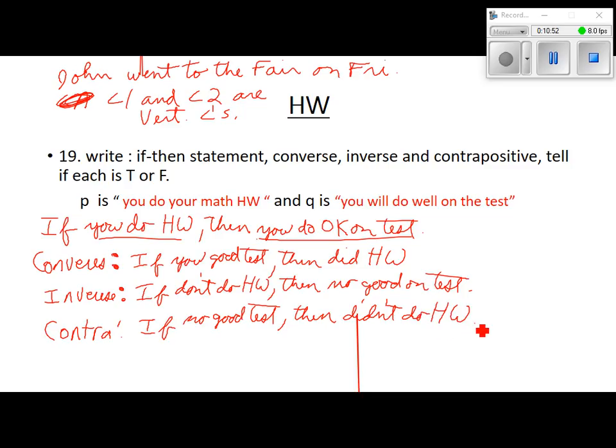Now, we want to say whether these are true or false. On these, can you say for sure if they're all true or false? Not really, but we're going to try anyway. If you do your homework, you'll do okay on the test. Is that true or false? If you don't do the homework, you're probably not going to do very well on the test.